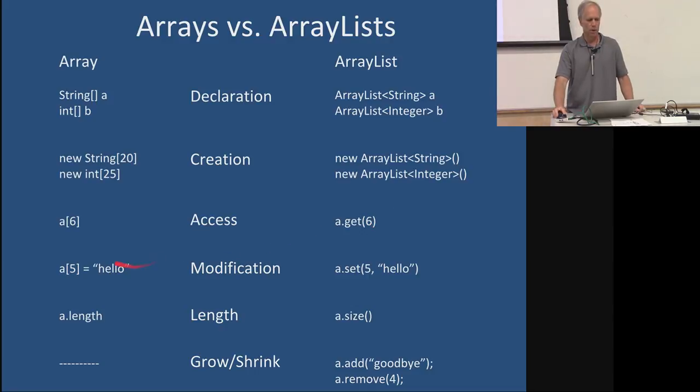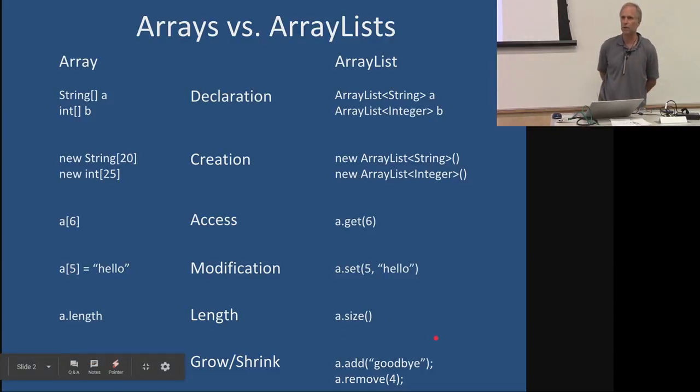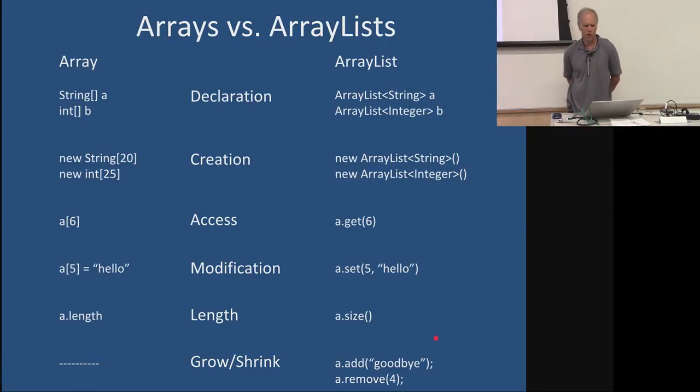If you want to change an array, you say a sub 5 becomes hello. That stores something into index 5 of the array. Over here, it's a.set(5, thing to store there). To get the length of an array, you say a.length. To get the length of an array list, it's the method size. And an array can't grow or shrink. An array list can. There's an add method that adds to the end. There's also variants of the add method that'll add elsewhere. And then there's a remove method that removes something at a specific index.